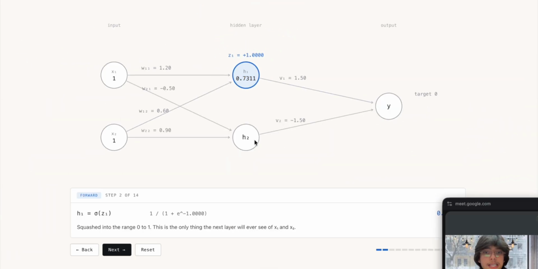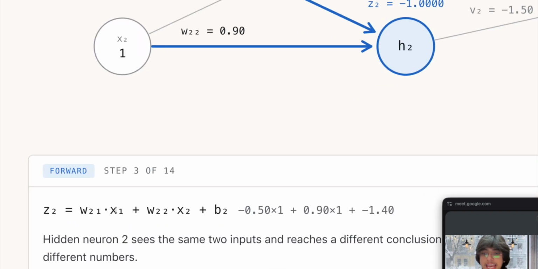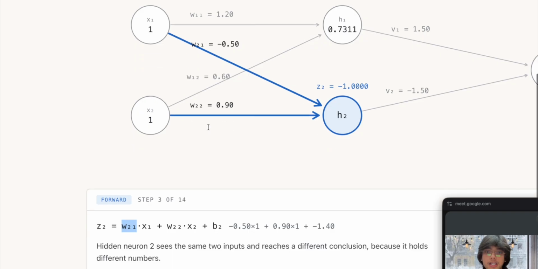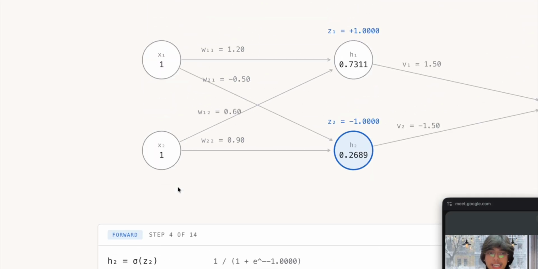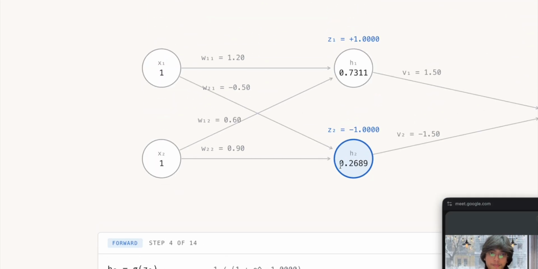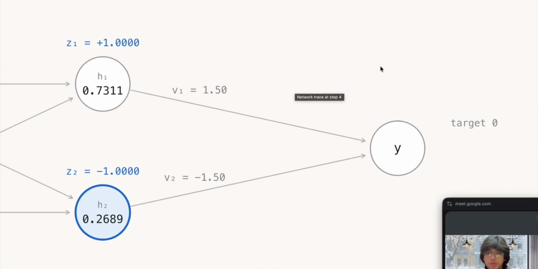And now we'll do the same thing for calculating h2. You can see the same input, but the weights have changed because the connection is different now. So we'll multiply, add the bias. This gives us z2, and now we put this inside the sigmoid function, and we get the value of h2. Now once we have the values in our hidden layer, I'll call it layer 1, we can ignore our input layer, right? So now we can only look at this part of the network.